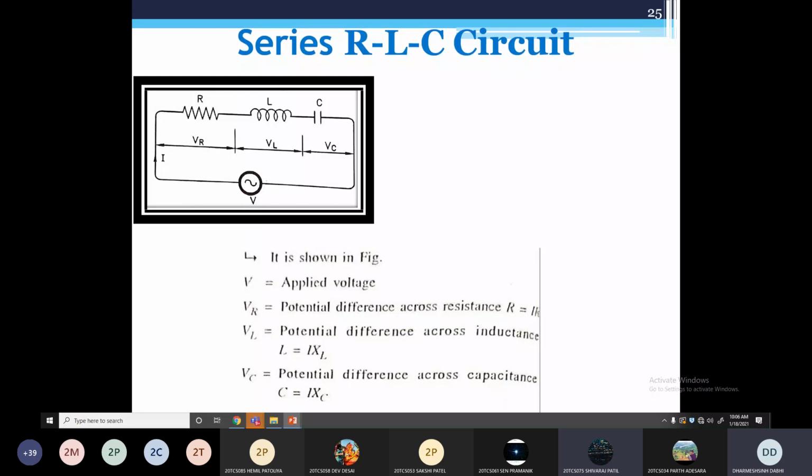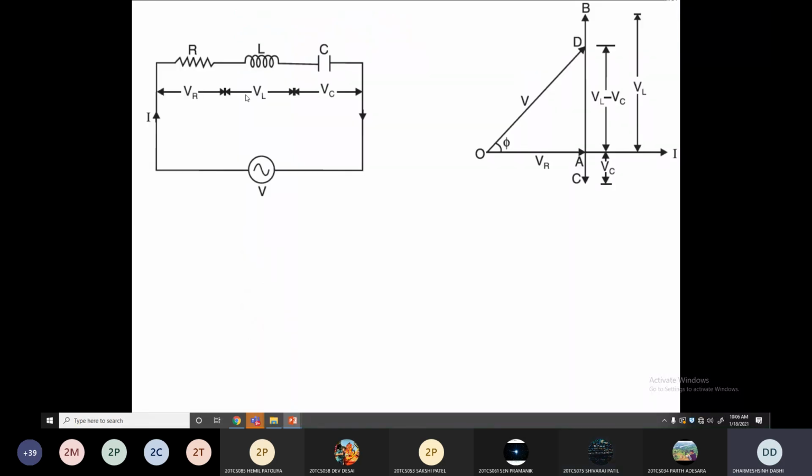Yes, sir. As you can see in the circuit diagram, three elements R, L and C are present, so there are three voltages across each element: VR, VL and VC. When you draw the vector diagram or phasor diagram, always take the current as a reference. Here, on the x-axis, I take I as a reference. The voltage across R is on the same axis, so I drew the vector OA, which is the vector of voltage across resistor VR.